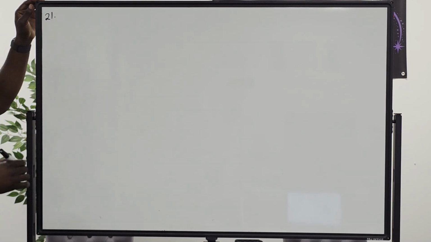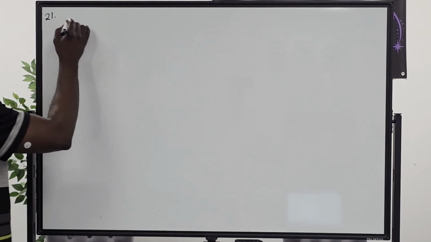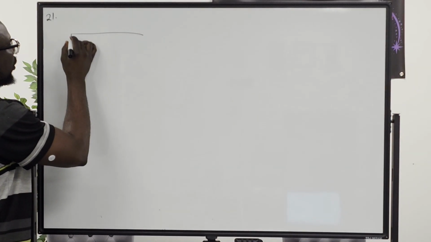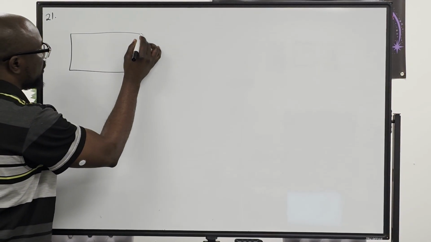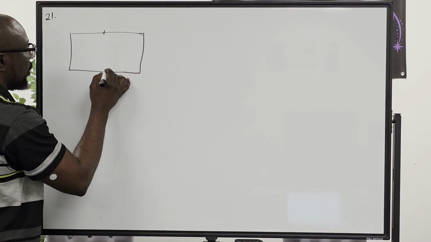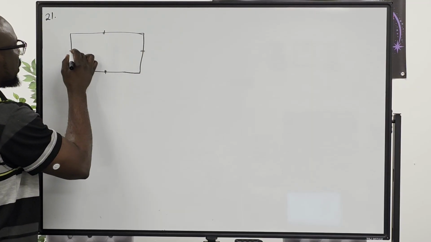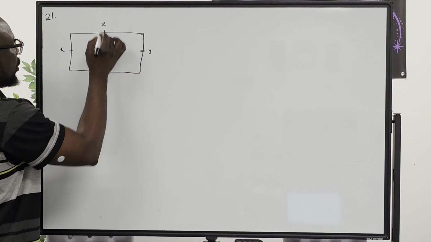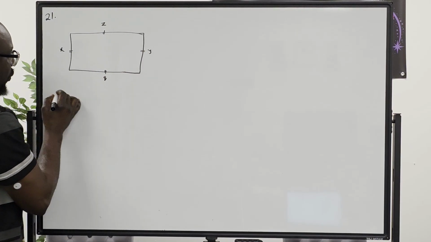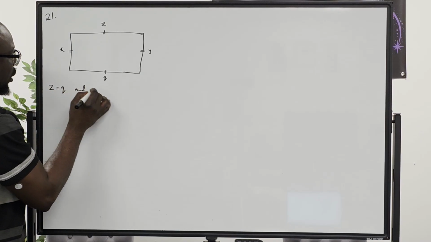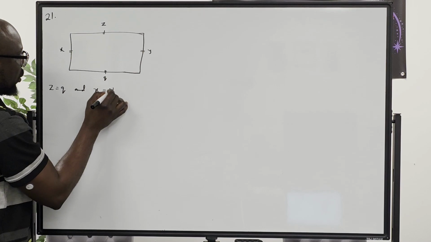Problem 21 says: in rectangle ABCD. So they give us a rectangle. I'm going to draw a rectangle like so. Now we know that in a rectangle, two opposite sides are always equal, right? So X is always equal to Y and Z is always equal to Q. That's just the rule of a rectangle: Z is equal to Q and X is equal to Y, okay?